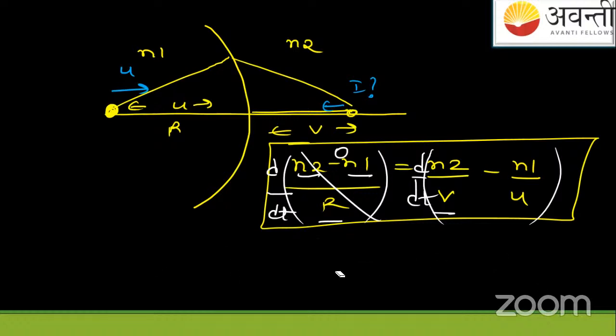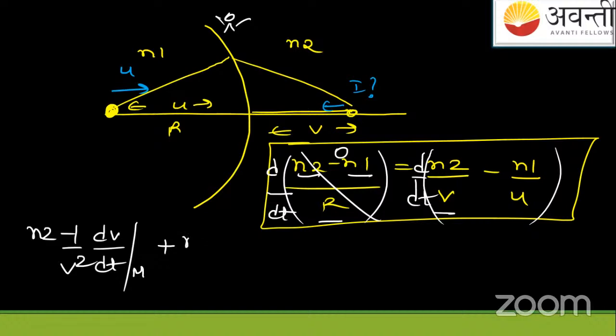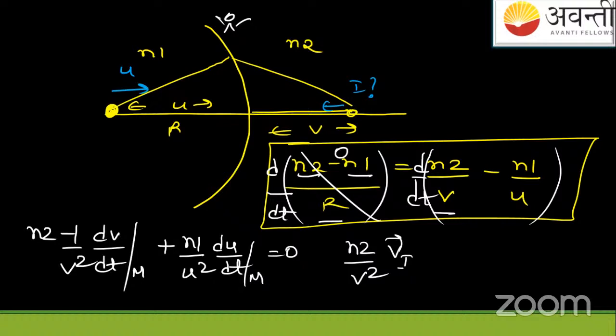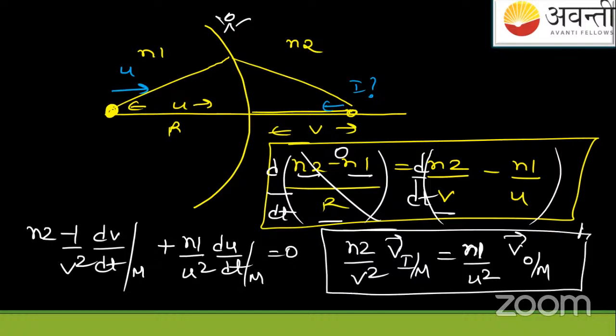It has become messy here. So let's go towards the next slide. It will be like this: minus n2 by v square dv by dt, with respect to this spherical surface. So this is all as if we are sitting here, with respect to this spherical surface, and here it is equal to what? Plus n1 by u square du by dt with respect to the surface equals 0. Okay, so this will give you n2 by v square times velocity of image with respect to mirror is equal to n1 by u square times velocity of object with respect to mirror. This is the formula. Remember always.